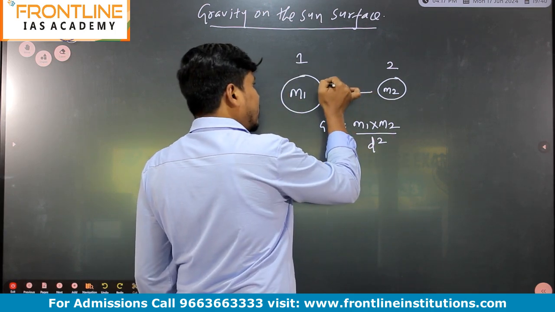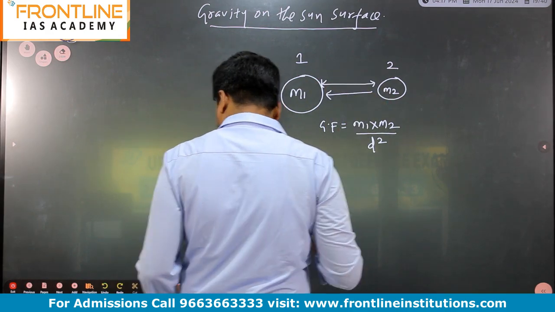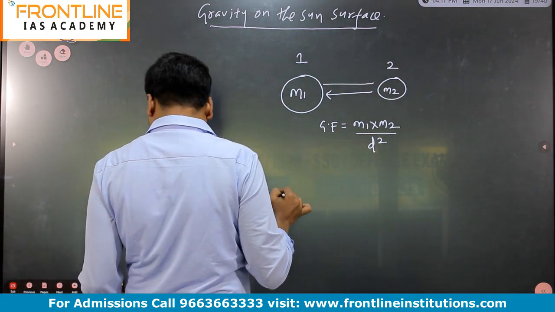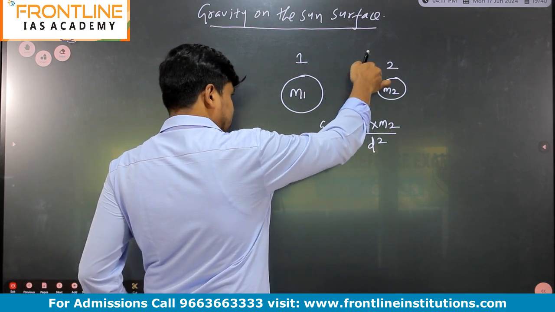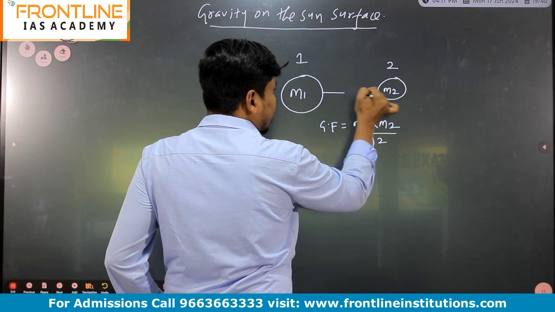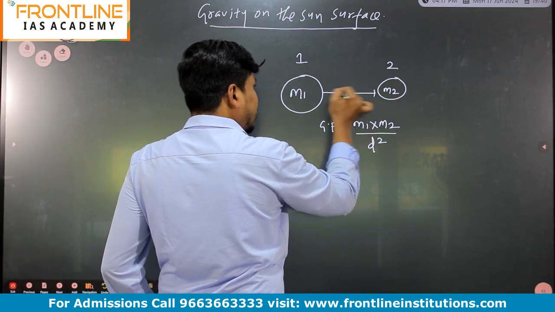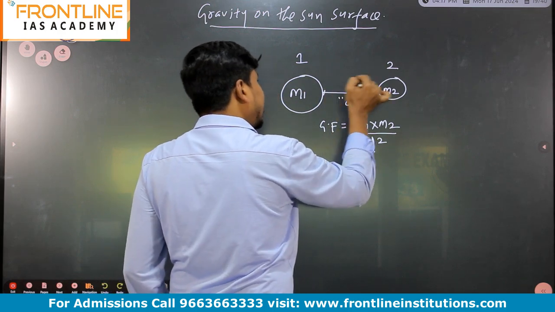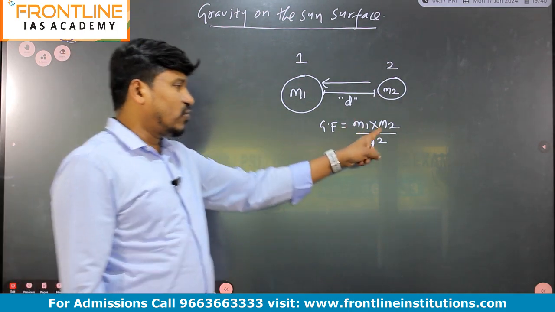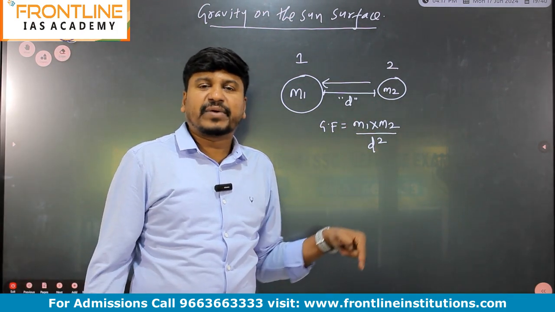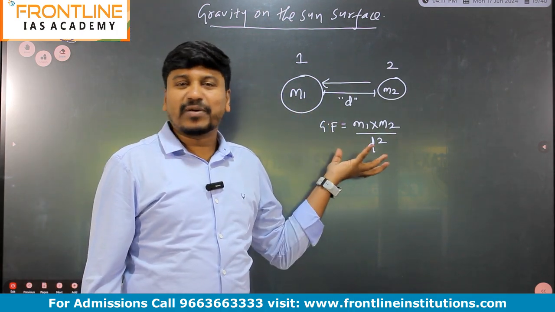If the distance between these two objects is d, then object m1 attracts m2 with a force equal to the product of the two masses divided by the square of the distance between them. You have already studied this formula in your school days, right?